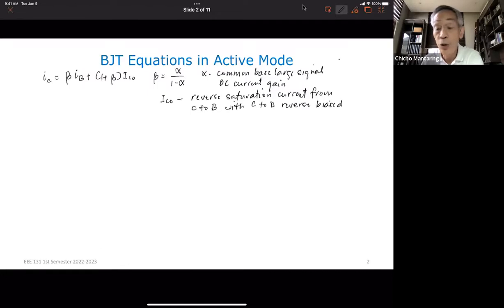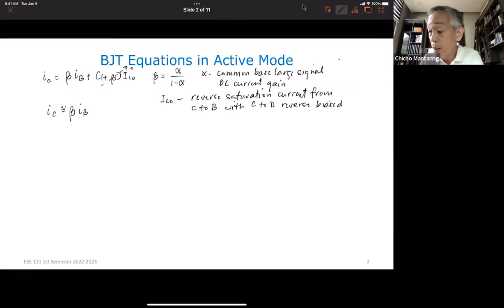So I also showed this. And ICO, being due to intrinsic carriers, is very small. That's of the range 10 to the minus 9 to 10 to the minus 15. Therefore, this particular quantity can actually be neglected. And we come up with a relationship between IC and IB, where we just say IC is equal to beta times IB. Okay, this is true for both the NPN and for the PNP transistor.